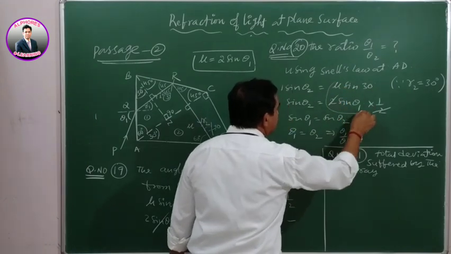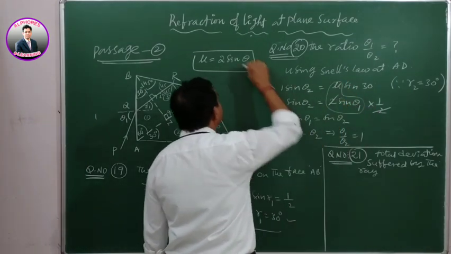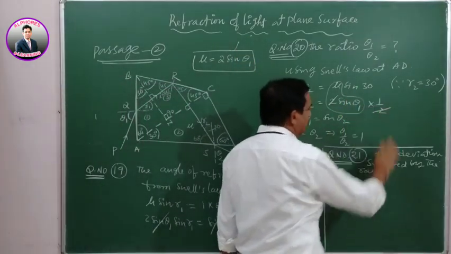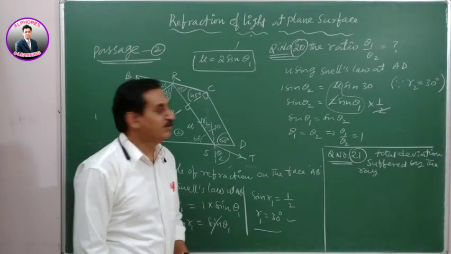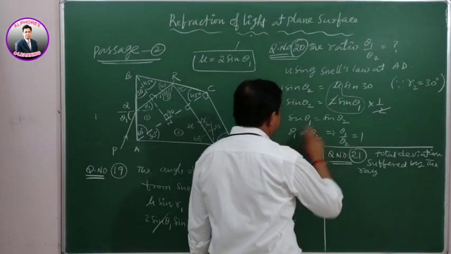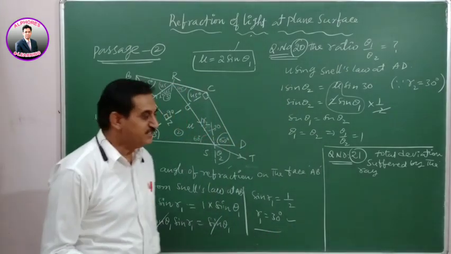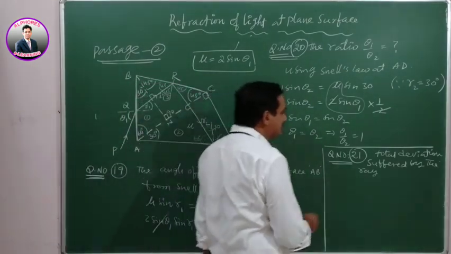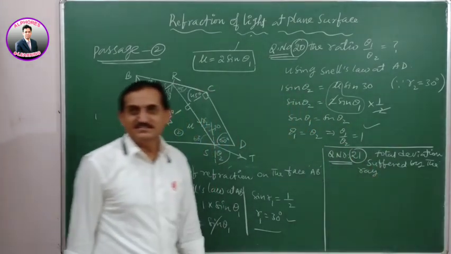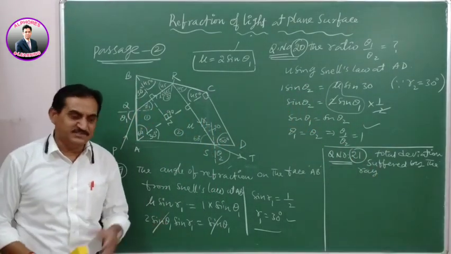Mu value is substituted here, already mu is given in the problem. Then sine 30 equals 1 by 2. Now 2 gets cancelled. Sine theta 1 equals sine theta 2. Then what do you say? Theta 1 is equal to theta 2. Therefore theta 1 by theta 2 is equal to 1. Second question, and its answer is over.